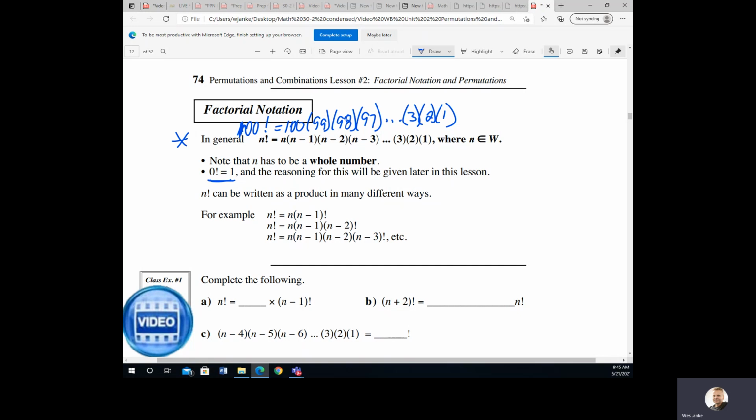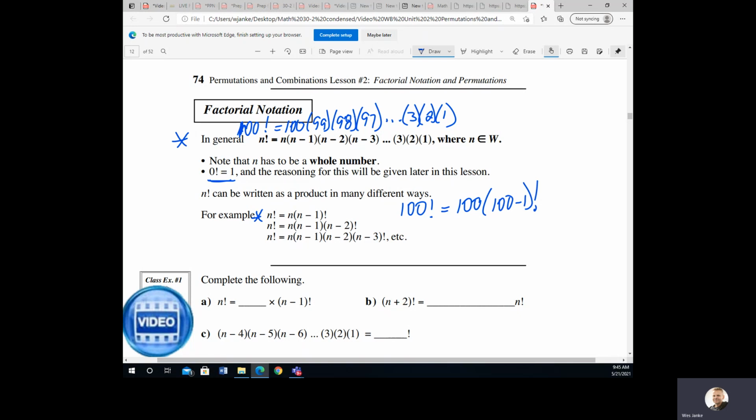Now, if we look at the example here where you have n factorial, I mentioned before that when you're counting down, you can stop at any point. So if that was 100 factorial, you could start off by going 100. And then the next one below would be 100 minus 1. And you could stop right there and put a factorial, or 100 times 99 factorial.